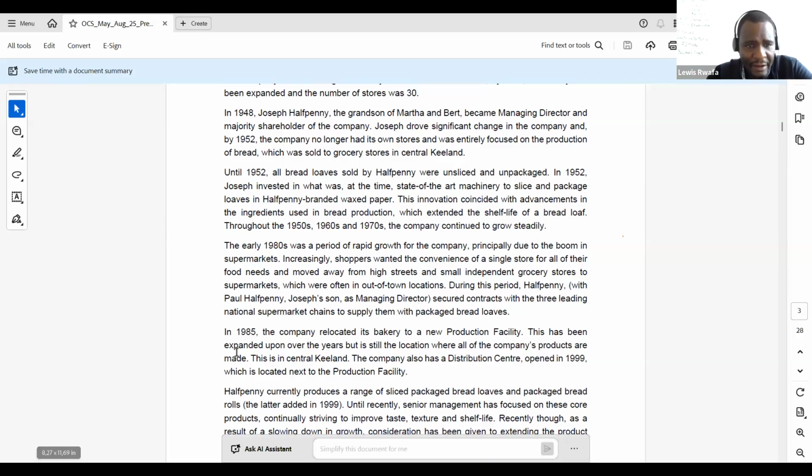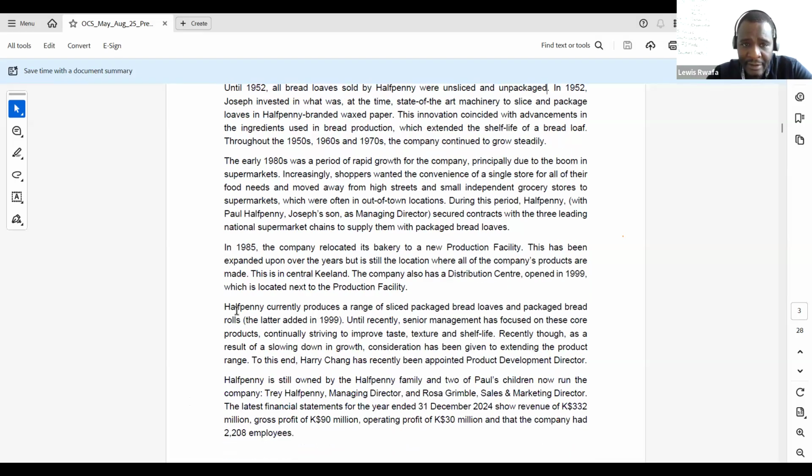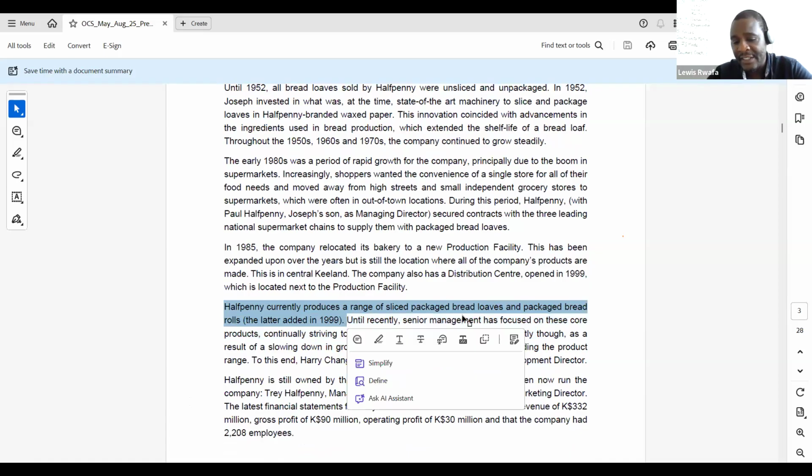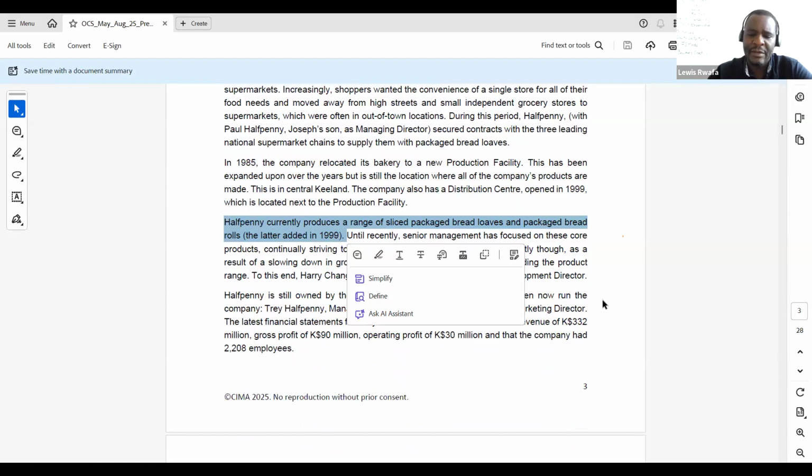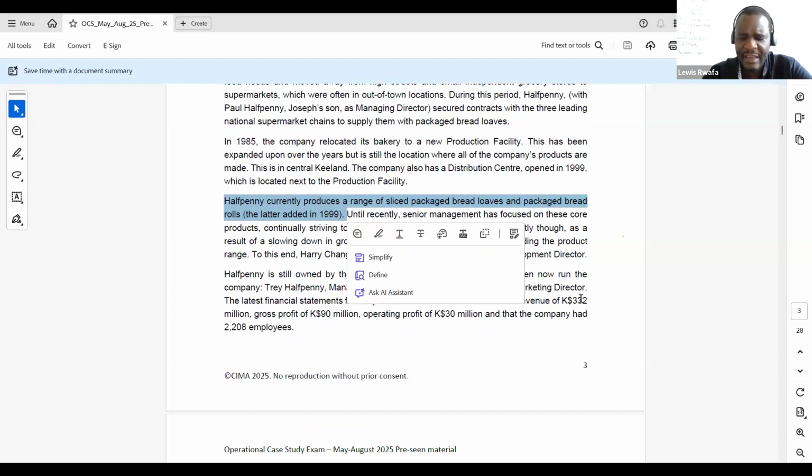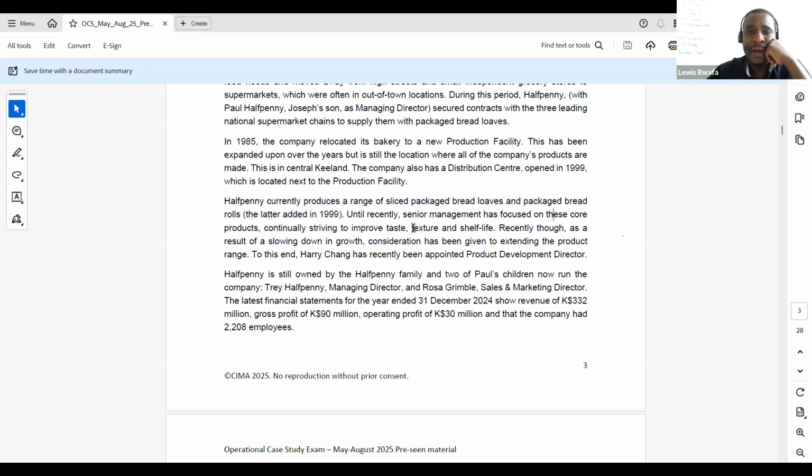And it says here, Halfpenny currently produces a range of sliced bread loaves and packaged bread rolls, right? If it's a range, again, it takes me to some thinking about costing and some variances there. Again, something I need you to ask yourself is the costing methods there: marginal costing, absorption costing, activity-based costing, and which ones are they using?